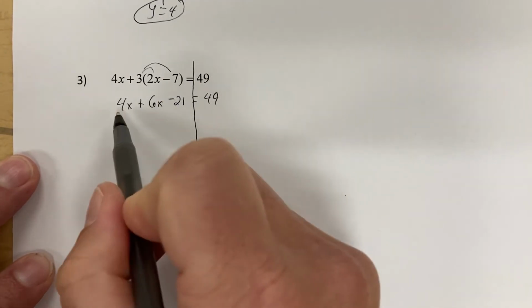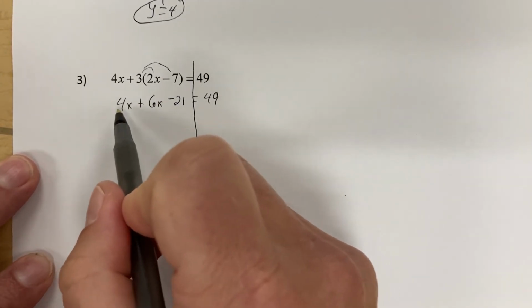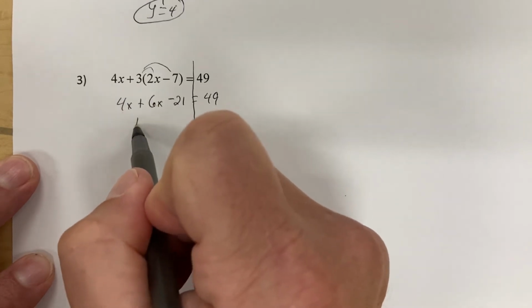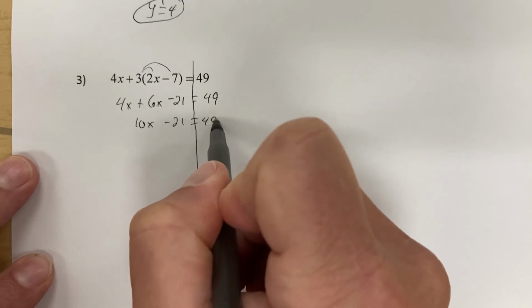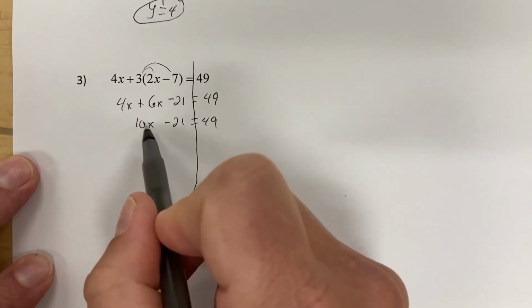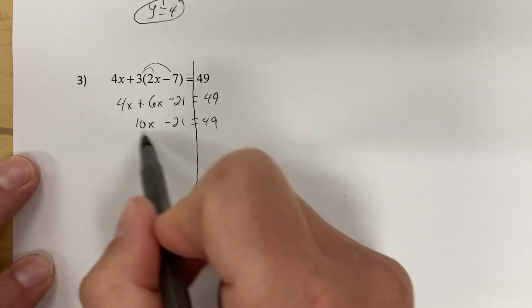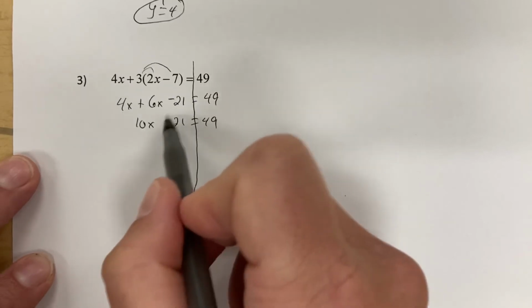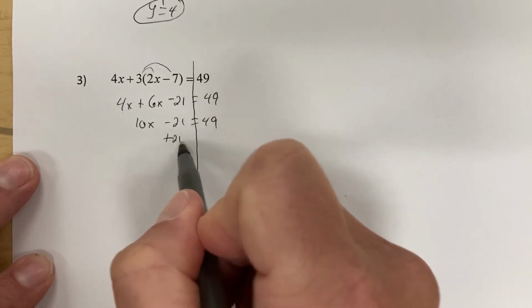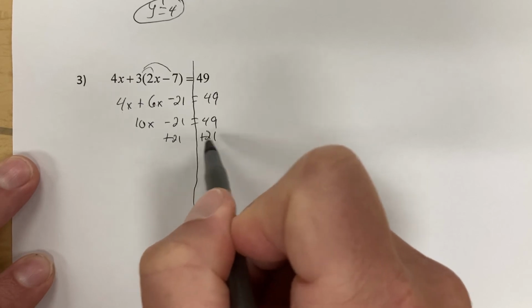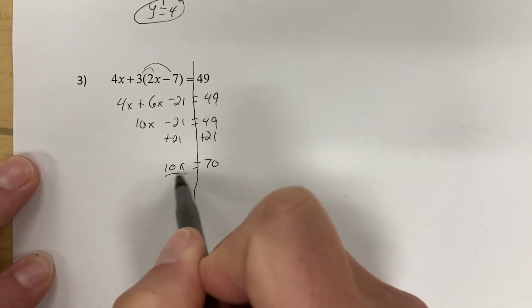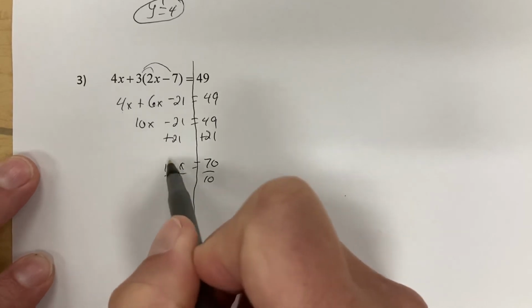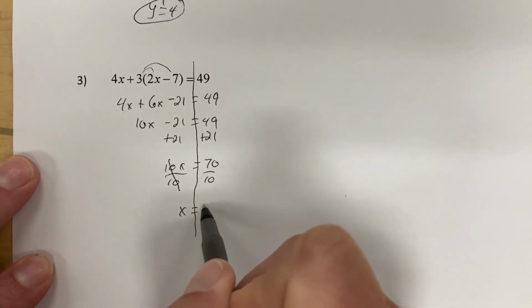Then we see that we have x's on both sides, so let's go ahead and put them together. 4x plus 6x makes 10x, minus 21 equals 49. All right, so we just put those two together, pretty simple. Now we have that two-step look. We want to get rid of the number that's by itself, so we're going to add 21. All right, 10x equals 70, and then we're going to divide by 10. All right, and we end up with x equal to 7.